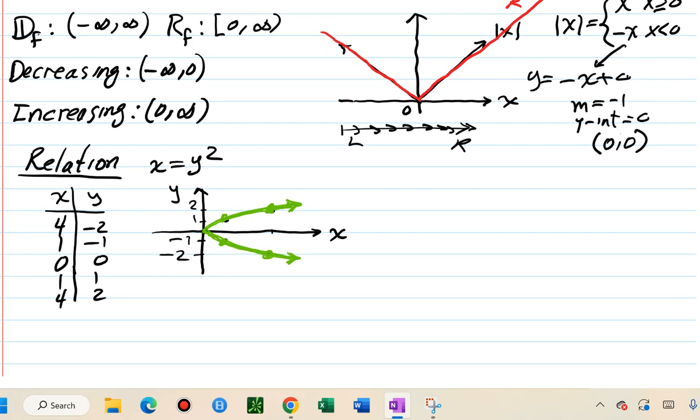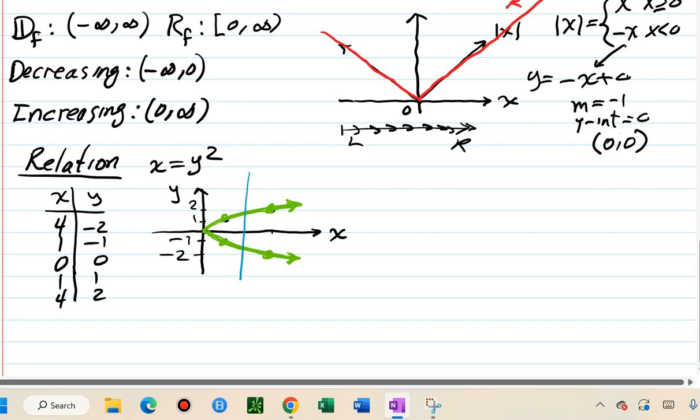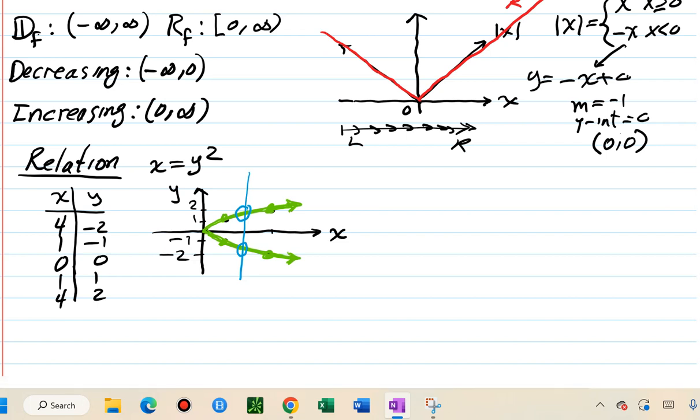All right, so there you go. This is going to be the last one. Now, because if I do the vertical line test on this one, check this out. There you go. Remember, vertical line test tells us if we draw a vertical line and it crosses the graph of that relation at two or more points, then this relation cannot be a function.